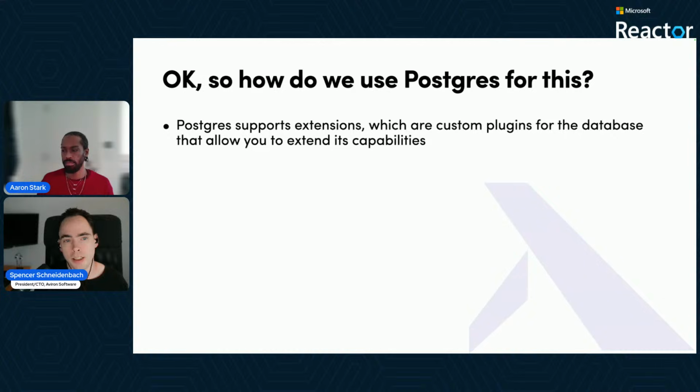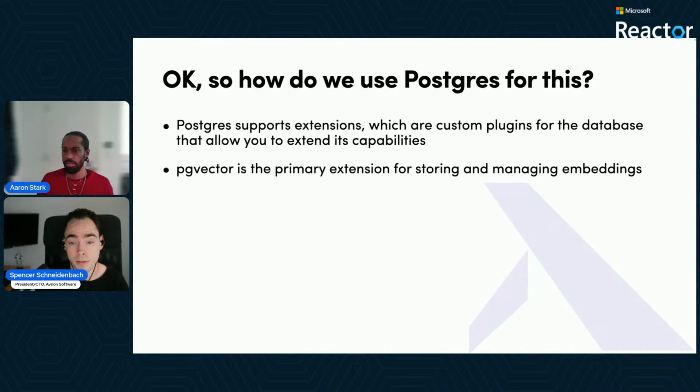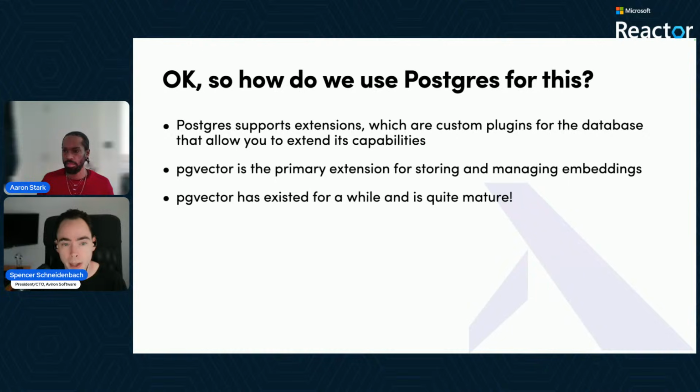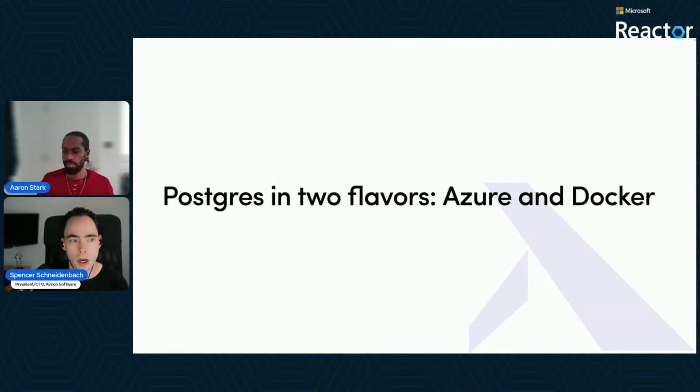So the really magic thing about Postgres is it supports this thing called extensions, which are custom plugins for the database that allow you to extend its capabilities. And this is really a neat piece of it. Allows people to build on Postgres a lot faster. And PGVector is the primary extension for storing and managing those embeddings. And as I mentioned earlier, it's quite mature.